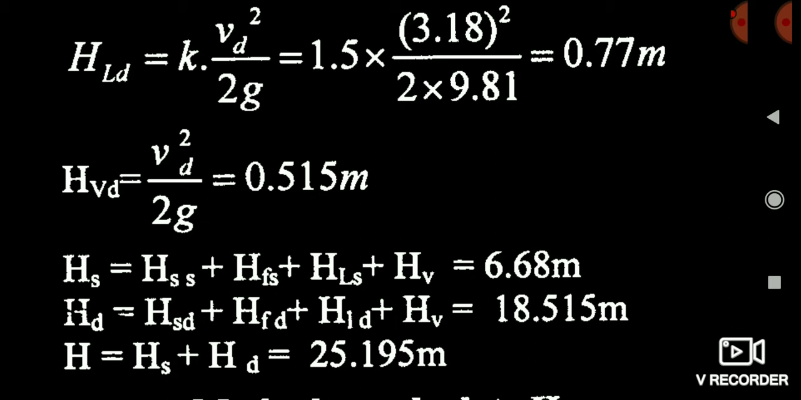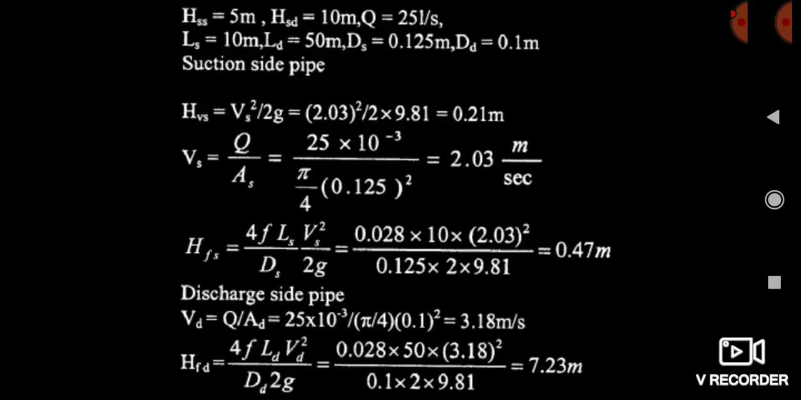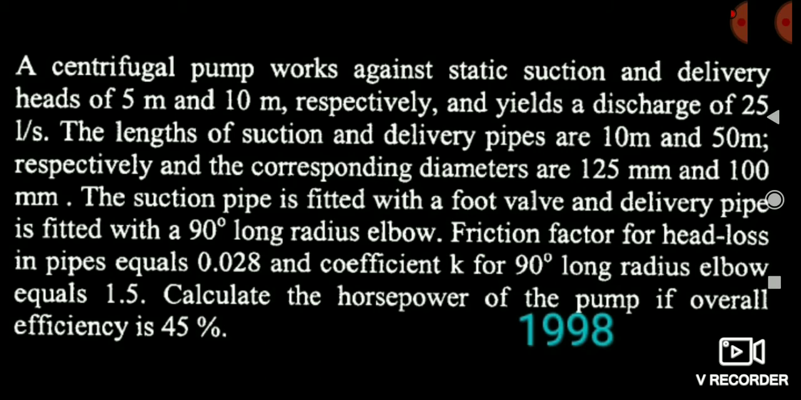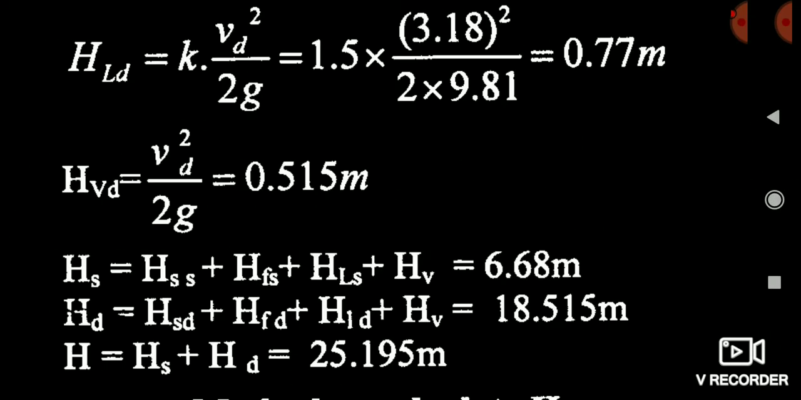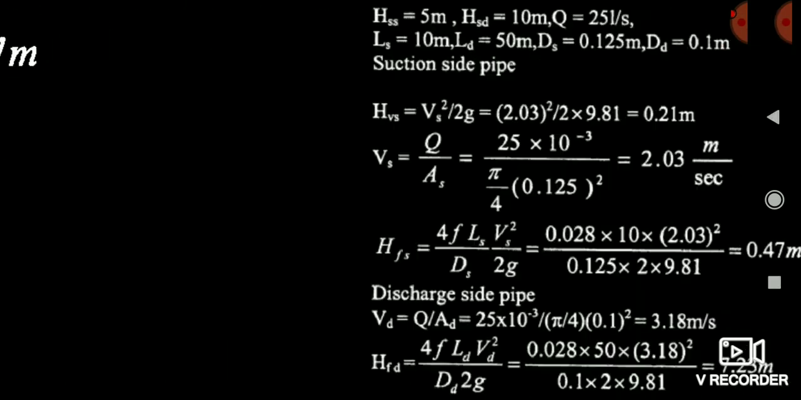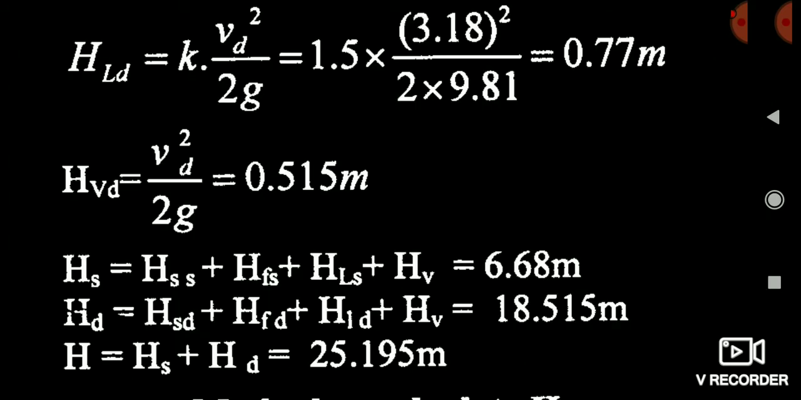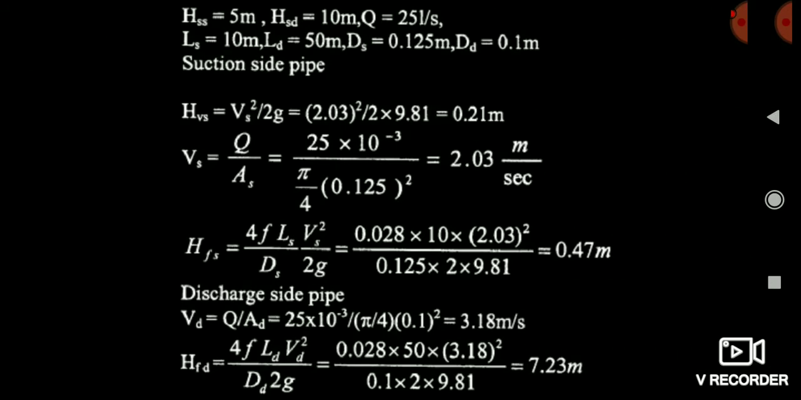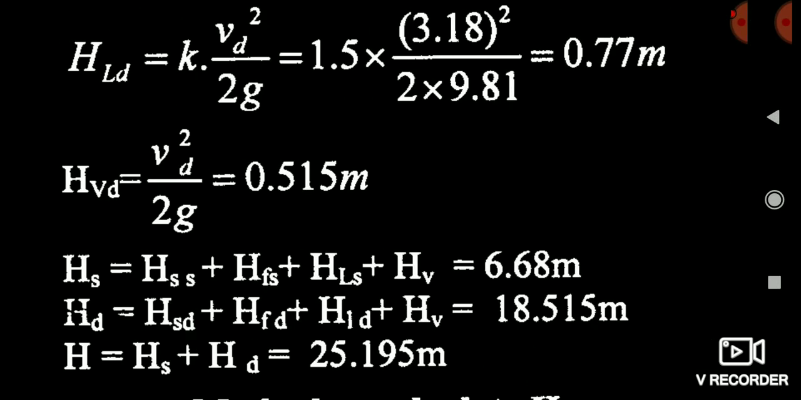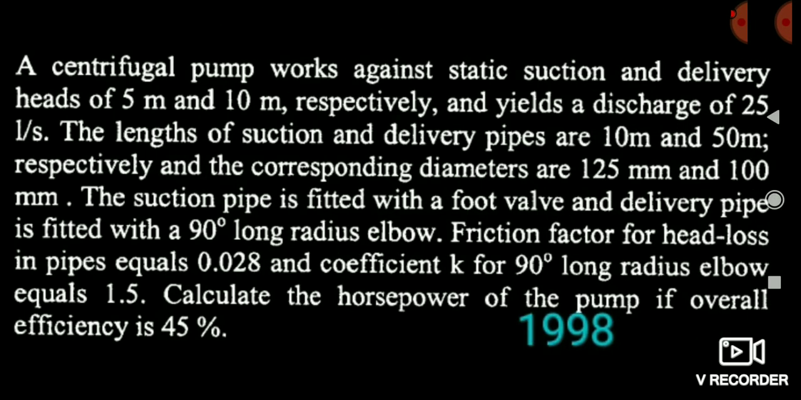So you will calculate each and every head loss and you will add all the head losses. Then after you can get the final head loss. In the question it is saying calculate the horsepower of pump if overall efficiency is 45%. So here we have calculated all the different types of head losses. You add all these head losses and along with these you can add the suction head and delivery head, both the heads, 5 meter plus 10 meter.